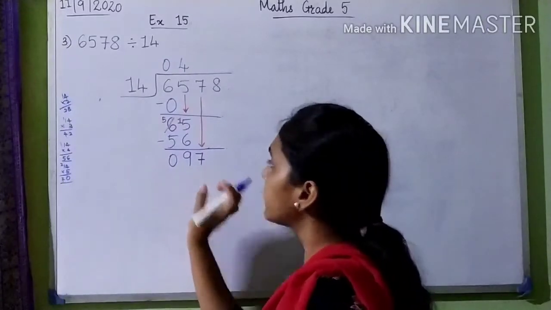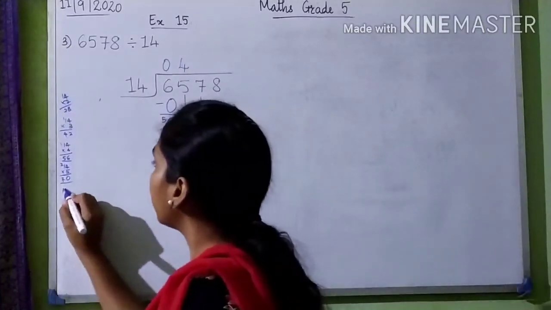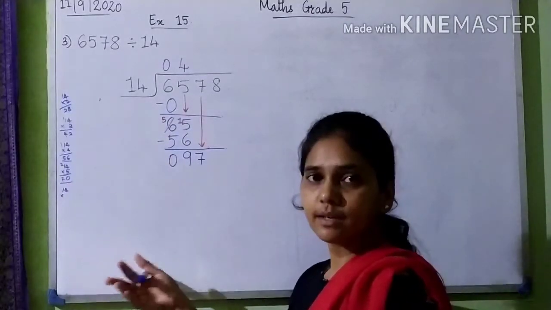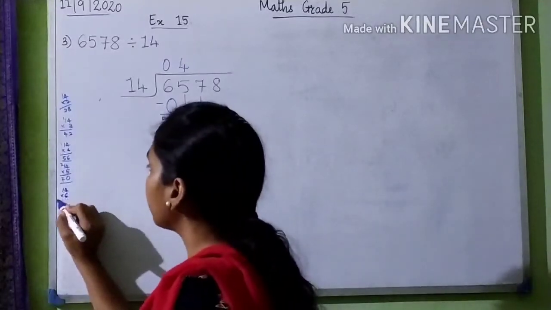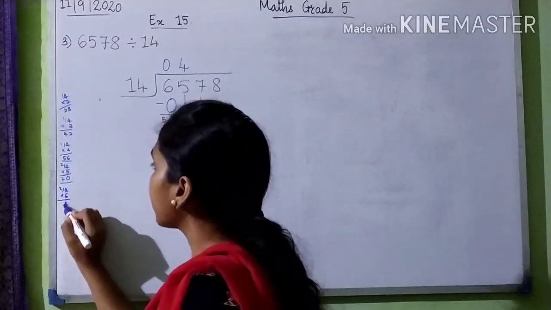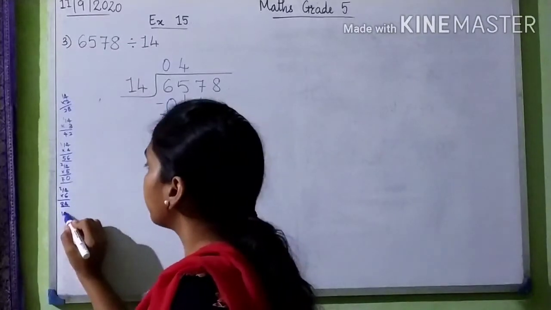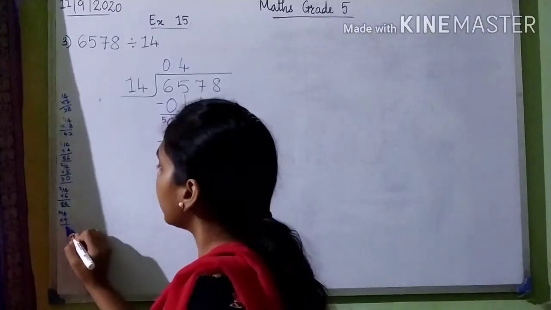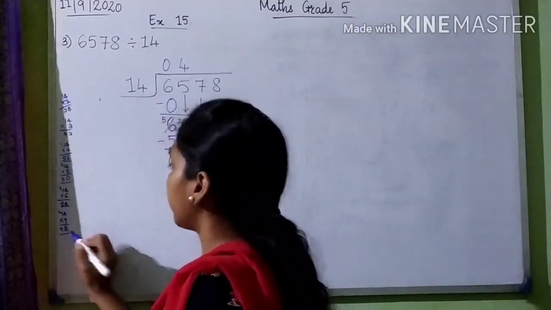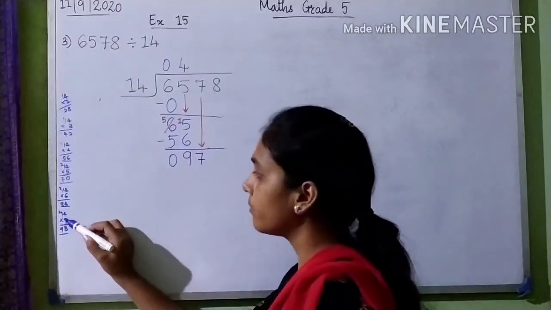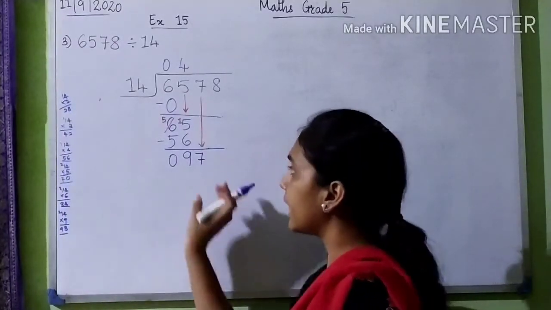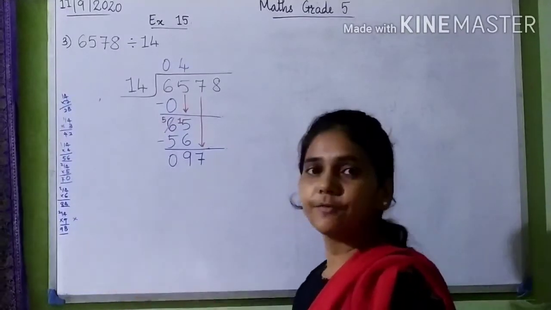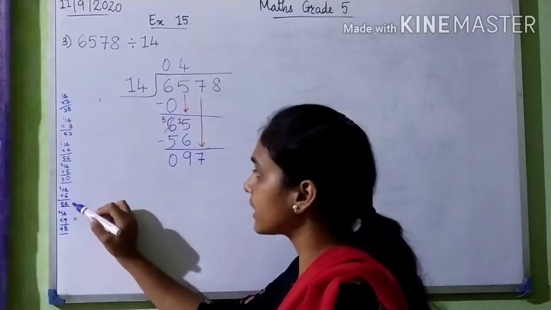So now let's check which number is nearly equal to 97. We know that 14 into 5 is 70. Now we multiply 14 by 6. 6 4s are 24, 6, 7, 8, 84. Then let's check with 7 also. 7 4s are 28, 7, 8, 9, 98. So if we multiply 14 by 7, it is coming 98 and 98 is greater than 97. So we cannot take 7. We have to take 6. So 14 into 6 is 84.